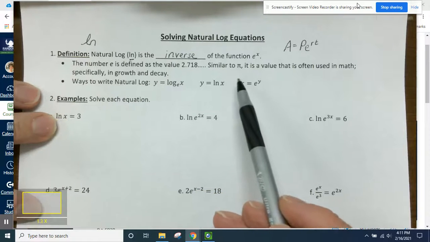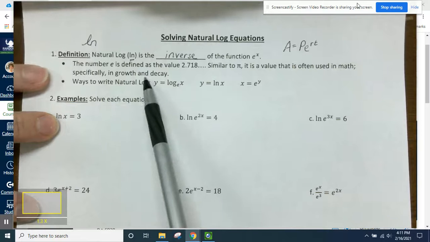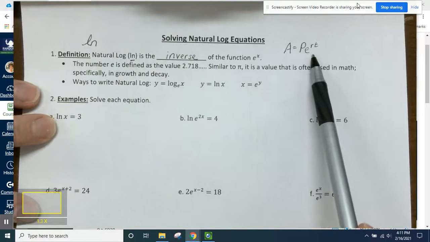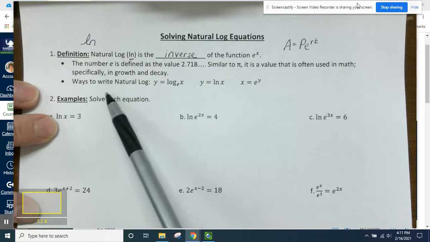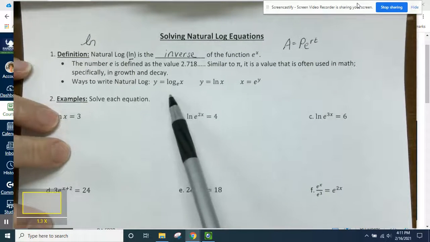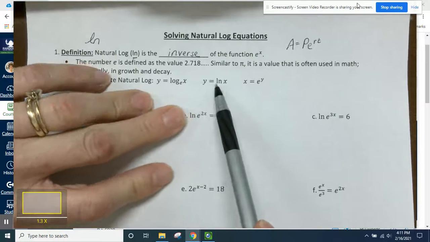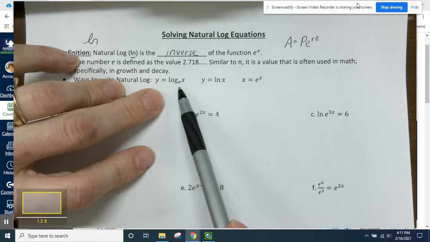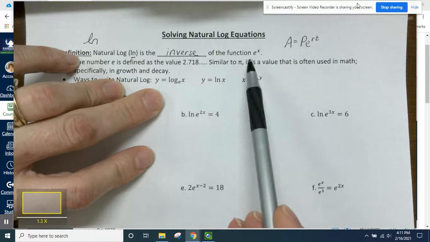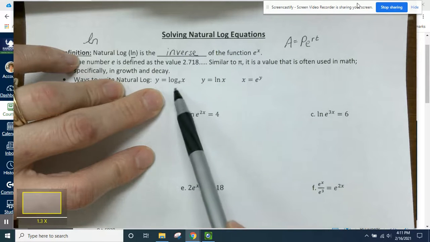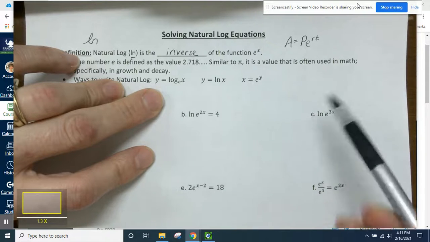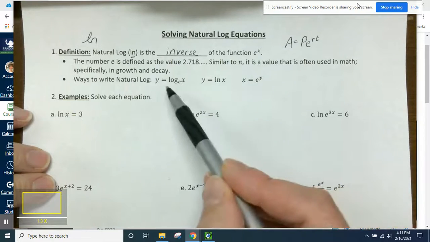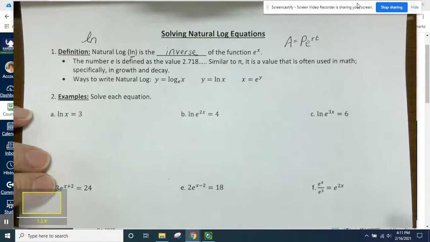It's a value that's often used in math, specifically when we're talking about growth and decay, like we were last week when we used the continuously compounded formula. Now, there are several different ways to write the natural log. You can write it y equals ln x. We could write it y equals log base e of x, since the e is the base and it's the inverse. Or we could write x equals e to the y. Okay, so that's three different ways that we could write this natural log.